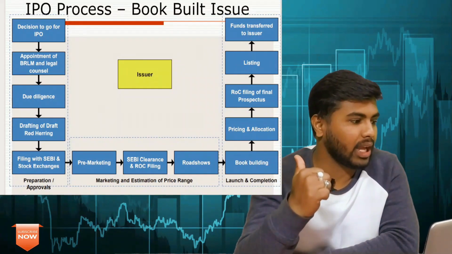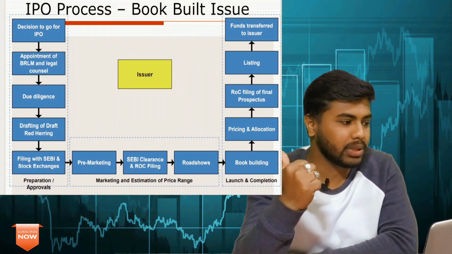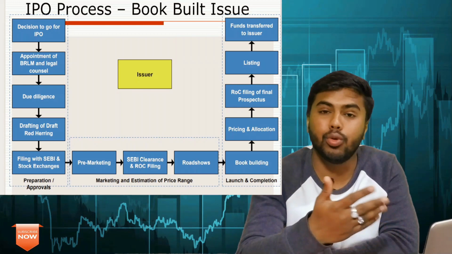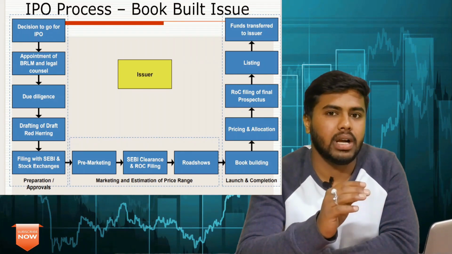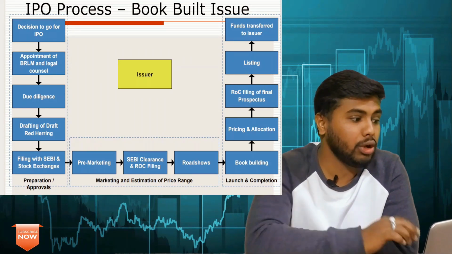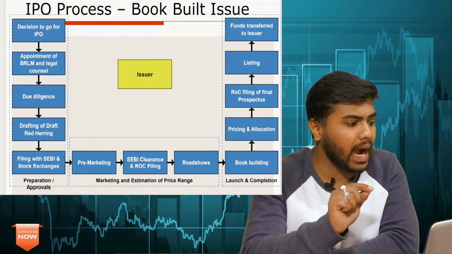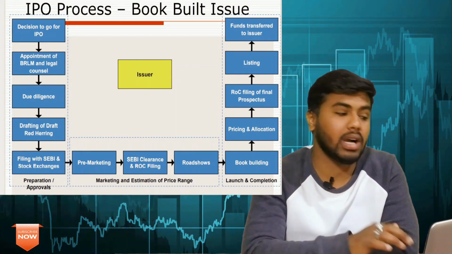So now let's check out the process of an IPO when the IPO is issued by the book building process. Here is the chart of how an IPO is issued by the book building process. First is the decision to go for an IPO. The company comes up with a decision to go for an IPO. Then comes the appointment of BRLM and legal counsel.